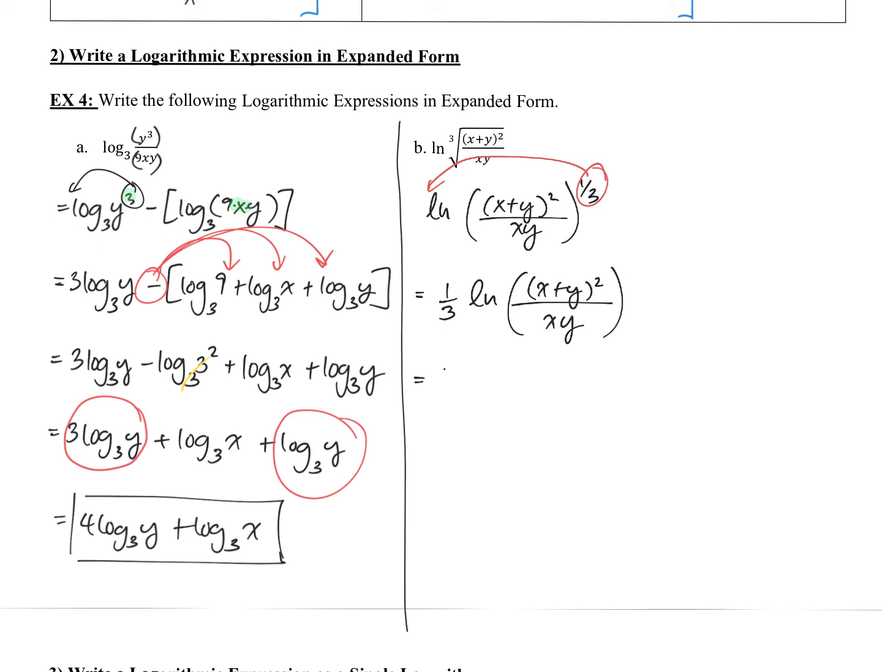Alright, so hopefully you tried this out. Then let's see. Let's do the division first. We'll go ahead and split that up. Because we have that 1/3 on the outside, we need to use the parentheses, just like with the minus sign. So this will be the natural log of x plus y squared minus the natural log of x times y.